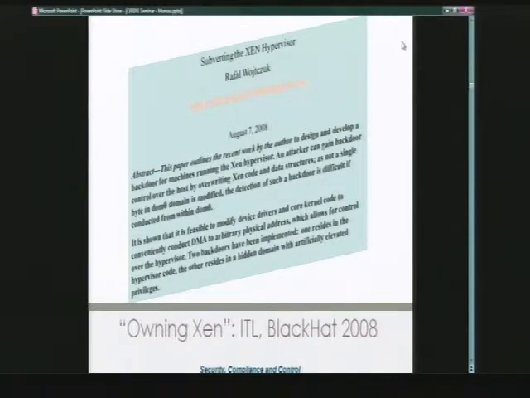At this year's Black Hat, we had Invisible Things Labs representatives, including Joanna Rutkowska, talk about taking over the Xen hypervisor. The interesting thing here is they used the glue chips. How many of you know what the Q35 chipset for Intel does? The DRAM controller controls the address iteration for DMA activity.